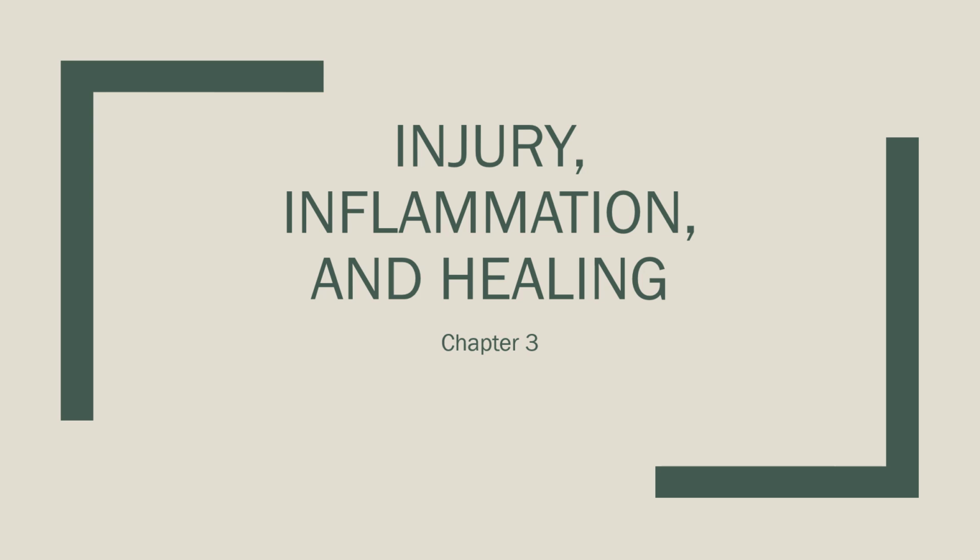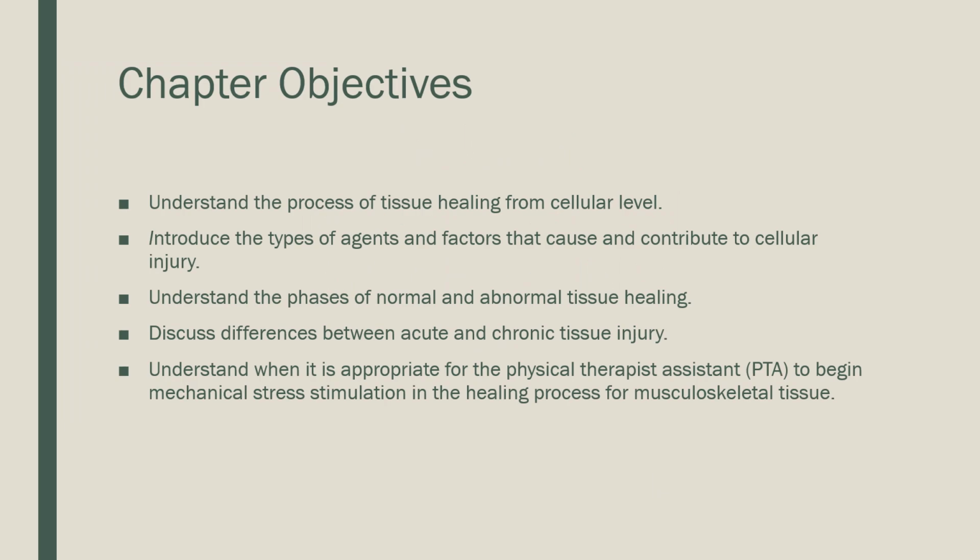Our discussion is going to be on injury, inflammation, and healing, Chapter 3. The chapter objectives are to understand the process of tissue healing from the cellular level, introduce the types of agents and factors that cause and contribute to cellular injury, understand the phases of normal and abnormal tissue healing, discuss differences between acute and chronic tissue injury, and understand when it is appropriate for the PTA to begin mechanical stress stimulation in the healing process for musculoskeletal tissue.